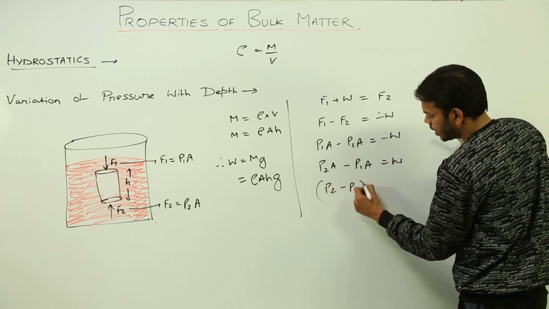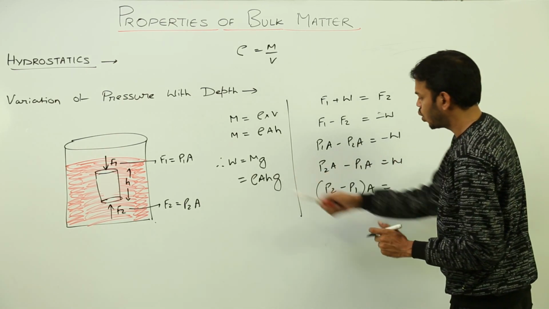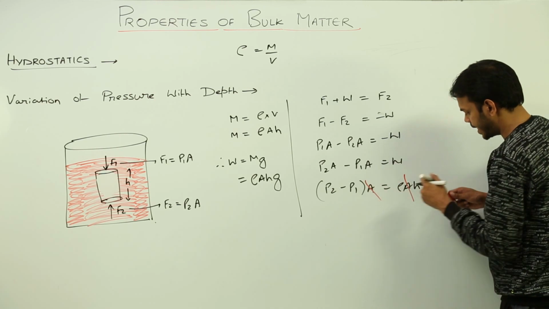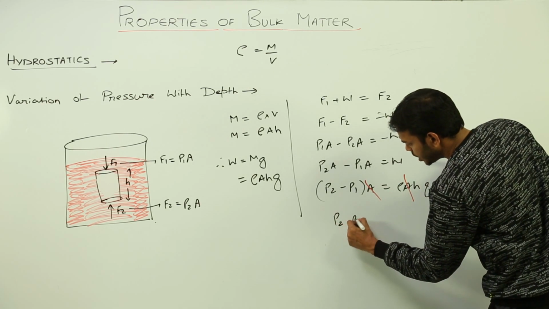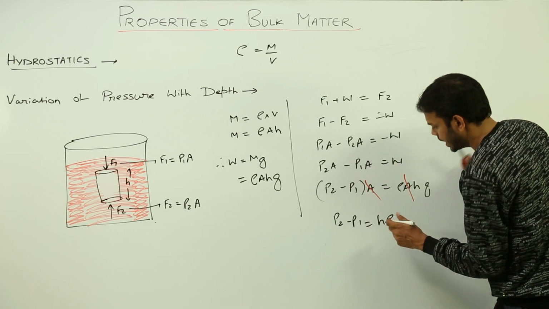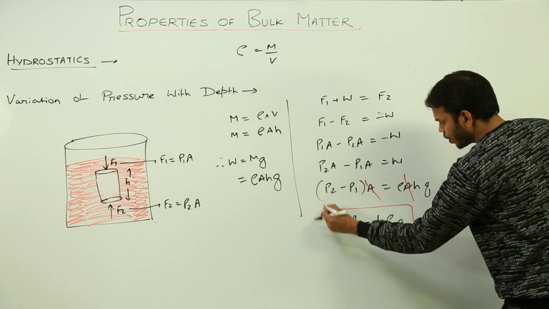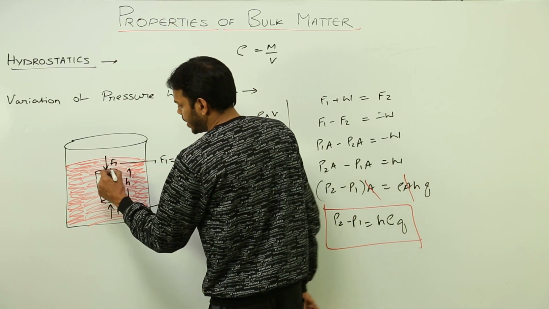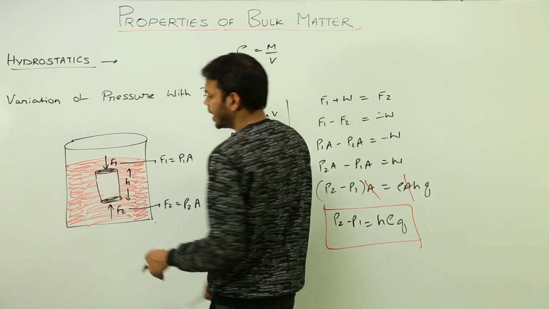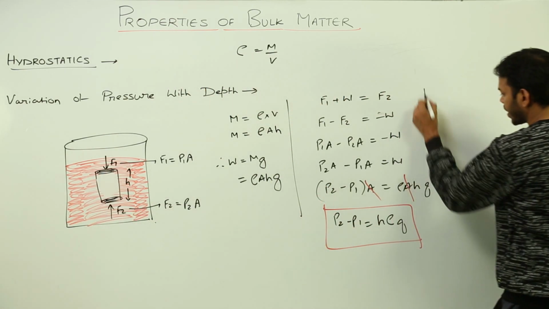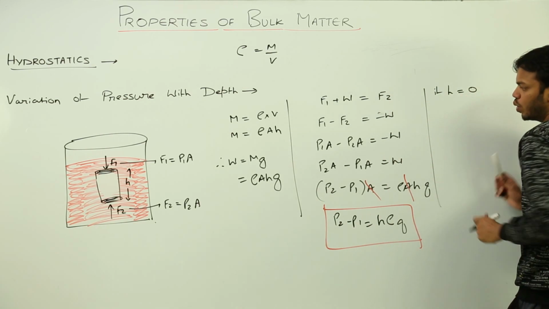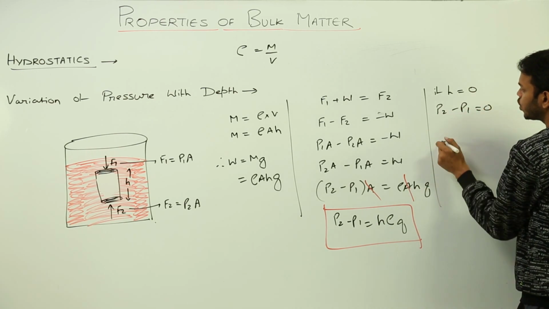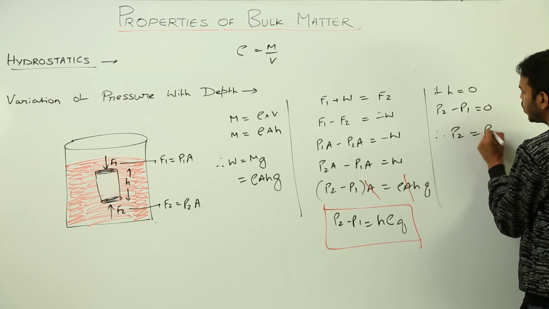P2 minus P1 is equal to, what is W? Rho A H g. The A gets cancelled out and you are left with P2 minus P1 equal to H rho g. This is the pressure difference inside the liquid column. Now, what if the points P and Q we imagined at the beginning, these two levels, coincide? That means H is equal to 0, so rho H g becomes 0. Therefore P2 minus P1 will be equal to 0. This gives you that P2 is equal to P1.